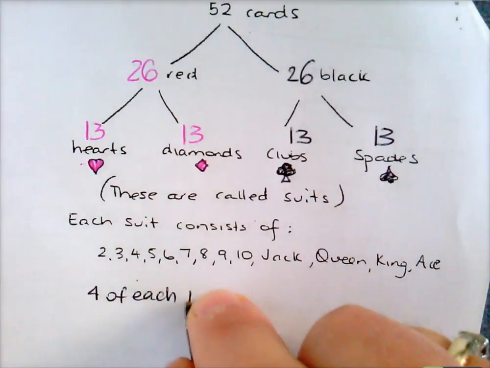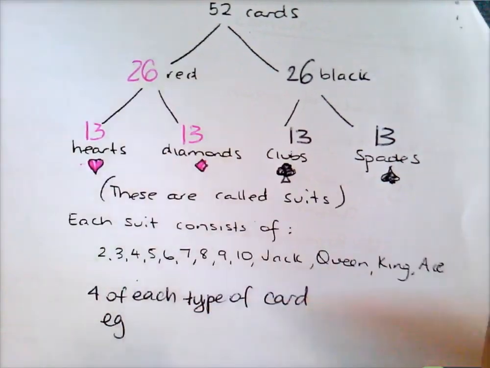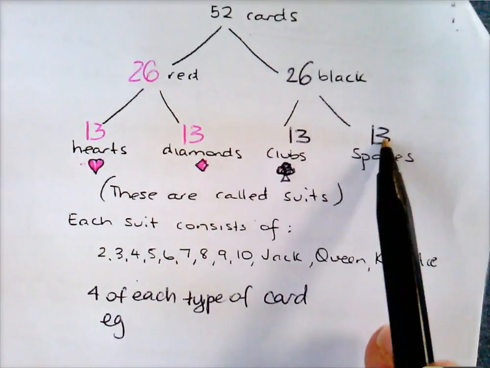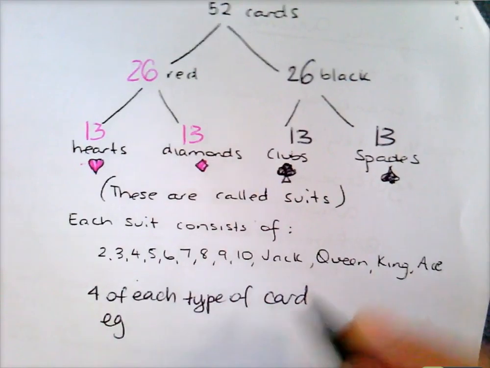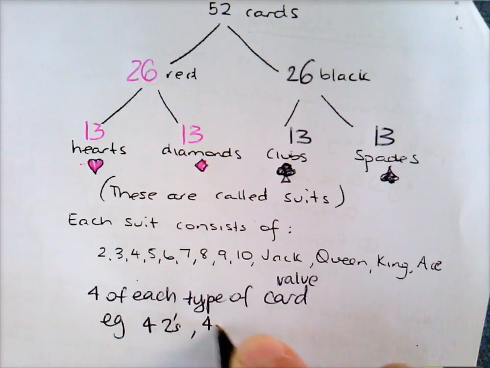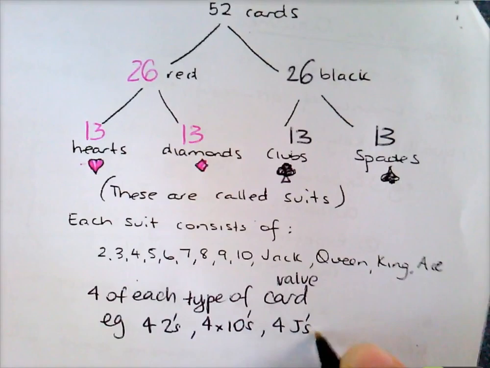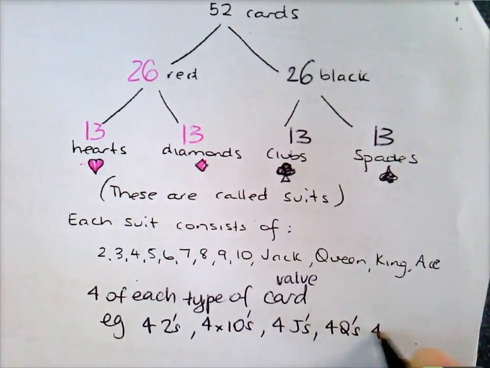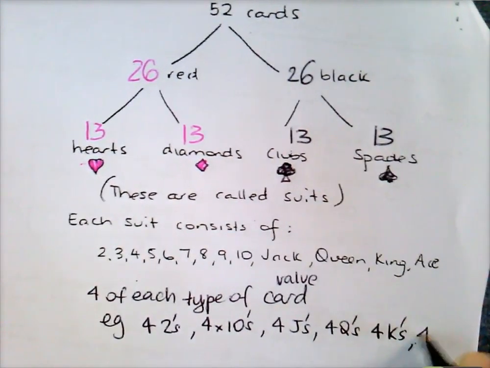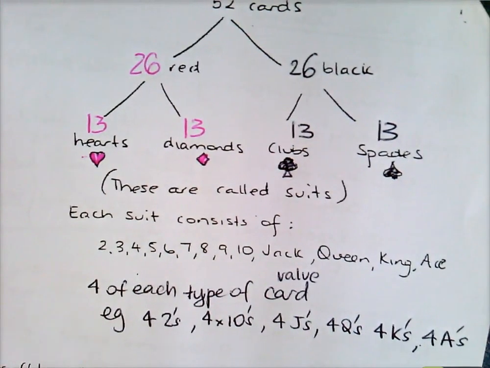So girls, how many aces are there in a set of cards, for example? Yeah, there's four of everything. So there is four of each type of value card, I suppose. For example, there's four twos. There are four tens. There are four jacks. There are four queens. There are four kings. There are four aces.